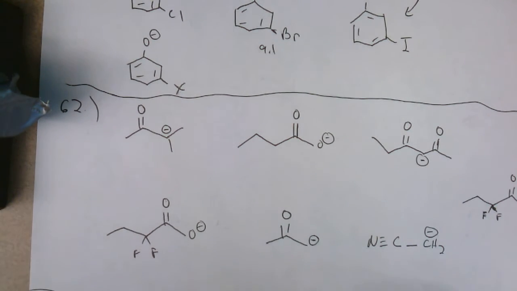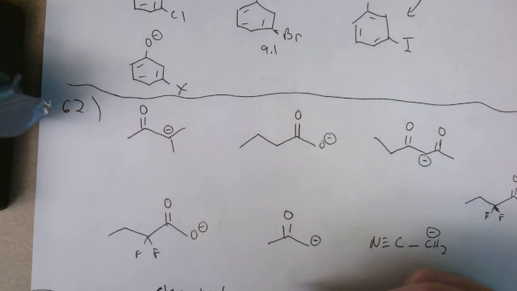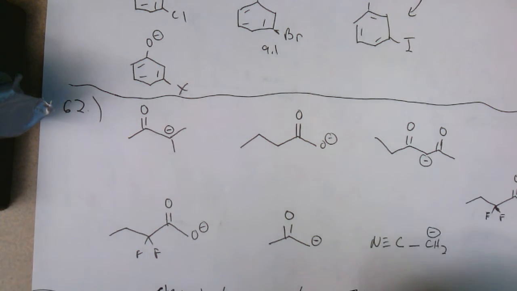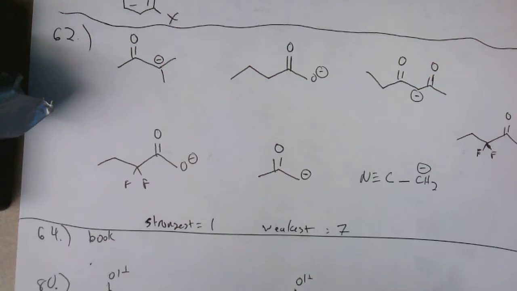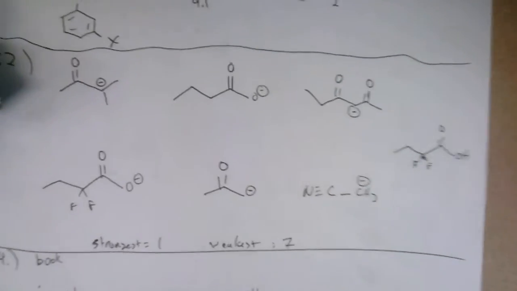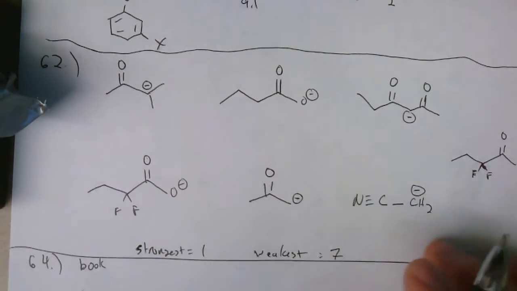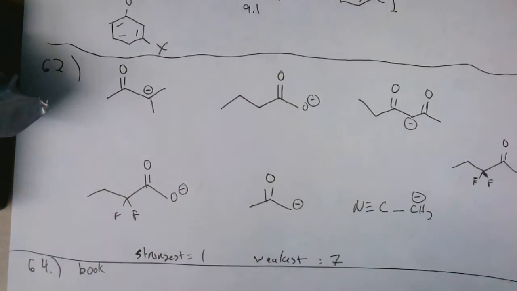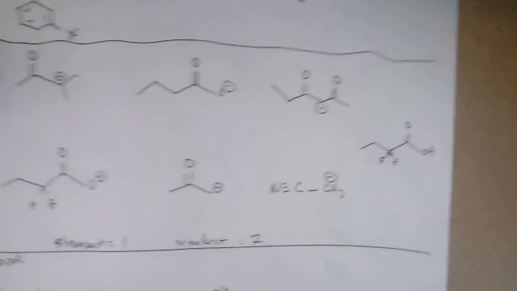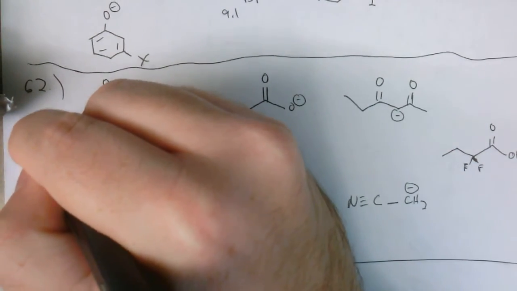So I'm going to say down here, strongest equals 1, and my weakest I'm going to label with a 7. Okay, so strongest will have a 1, weakest will have a 7. Now remember, when we're making an apples to apples comparison, we're looking at two very similar looking molecules or functional groups or protons, I guess, specifically acid-base sites in a molecule. This is where we use Cari.